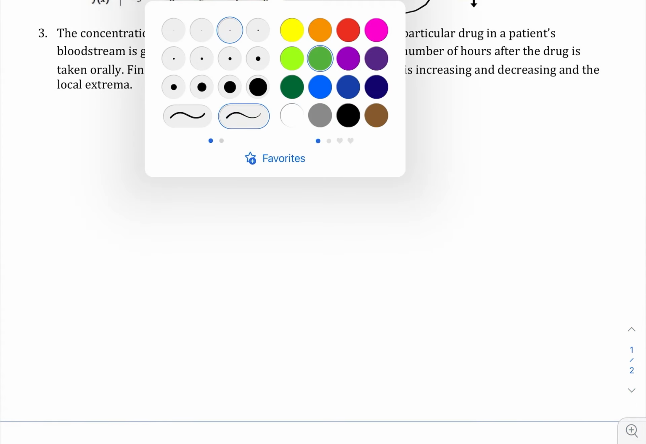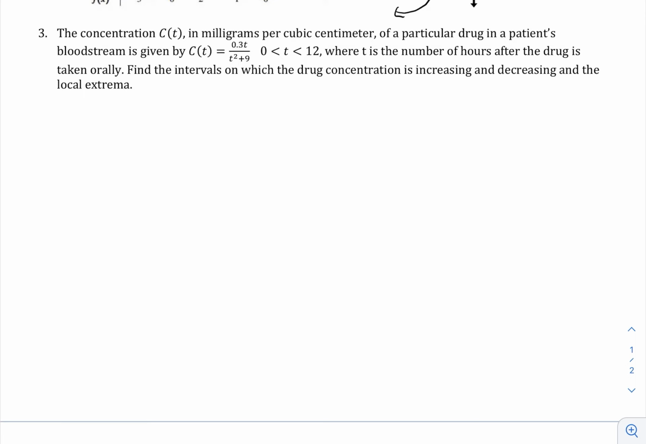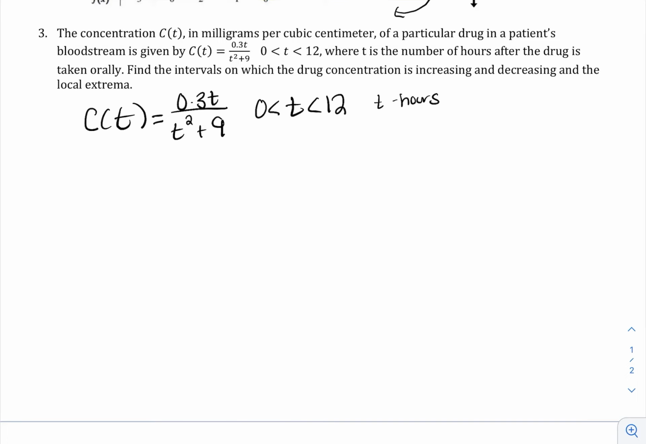The concentration, C(t), in milligrams per cubic centimeter of a particular drug in a patient's bloodstream is given by the following function. I'm going to rewrite it because I'm going to be working with it. And it tells me that t can only be between 0 and 12, and t is the hours. All right, so that's important. Of course, it has to be greater than 0 because you're injecting the drug into the bloodstream, so it wouldn't make any sense to have a negative amount of hours. So you're defined only from 0 to 12.